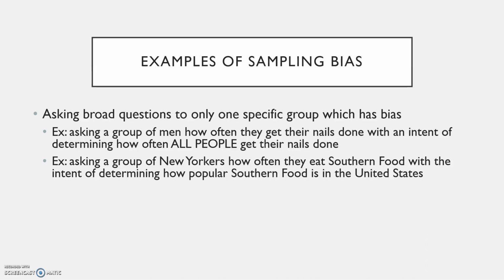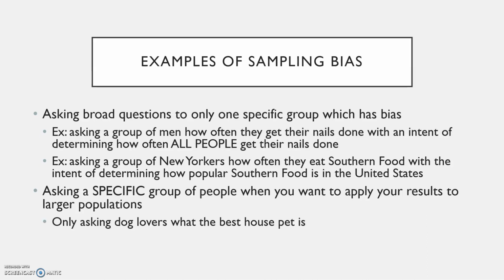Another example, asking a group of New Yorkers how often they eat Southern food, with the intent of determining how popular Southern food is in the United States. Guess what? You're not asking people who live in the South how often they eat Southern food. That's a huge issue. New Yorkers, while I'm sure they enjoy Southern food, who doesn't, they probably don't eat it as frequently as people in Georgia or Mississippi. So that's going to be a huge problem there.